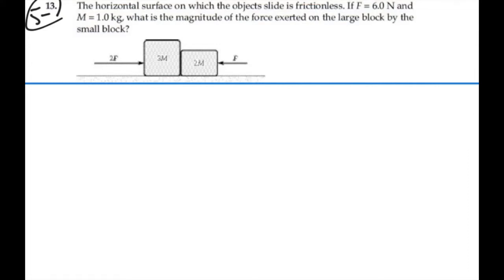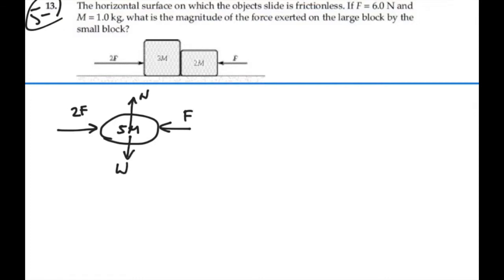and we're going to make a free body diagram of the whole blob. So we're going to blob the whole thing together. Total mass 5M, which actually will be 5 kilograms. We have a force of 2F on the left and a force of F on the right. Of course, we're going to have weight and a normal force as well, but they're going to be transverse to the motion, and the surface is frictionless, so we're not going to have to worry about their contribution.